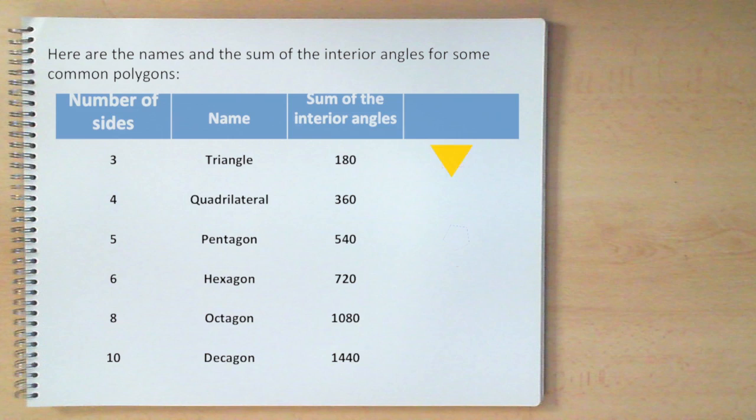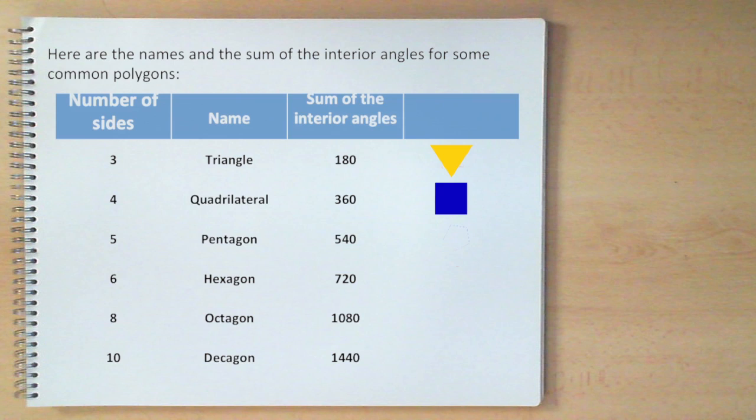A triangle has three sides, and the sum of the interior angles, and I'm sure you know this one, is 180 degrees. That's fairly straightforward. Everyone knows that a triangle has interior angles that add up to 180 degrees. Then we move on to a quadrilateral. In this case we're using the square. The interior angles of a quadrilateral, all four corners are 90 degrees, so the interior angles add up to 360 degrees.